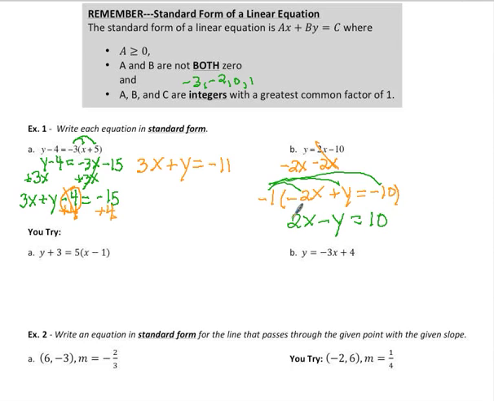So now I'm informed. So my a is bigger than 0, these are not both 0, and a, b, and c are now all integers, but the a had to be positive. So now you have 2 to try for a and b, and you have 2 examples right above to look at as you do those.